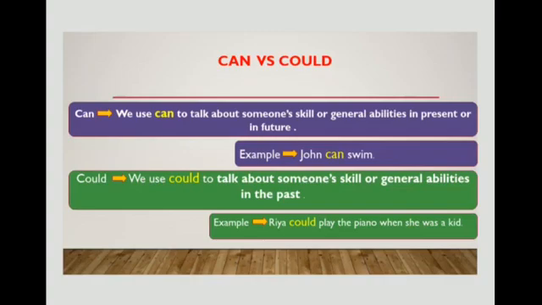That shows she was able to play the piano and she knew how to play the piano when she was a kid, but unable to play the piano in the present. So here we are talking about Ria's past ability. So we have used could.